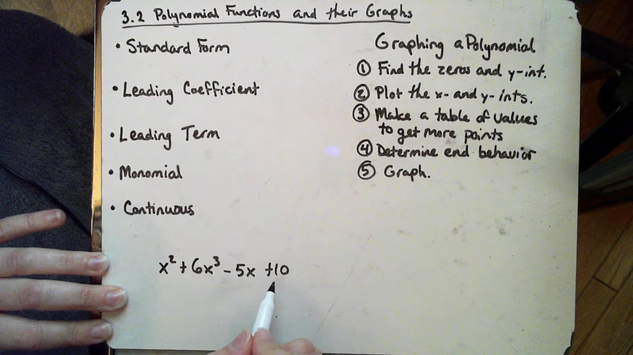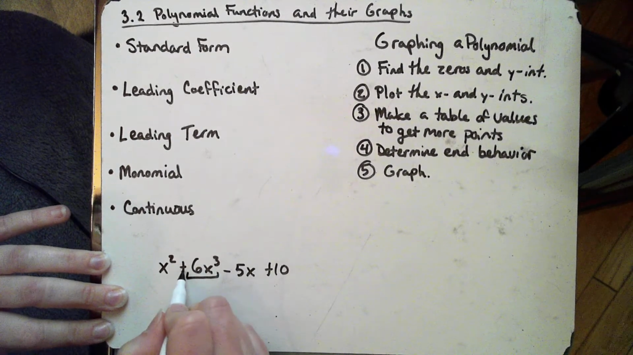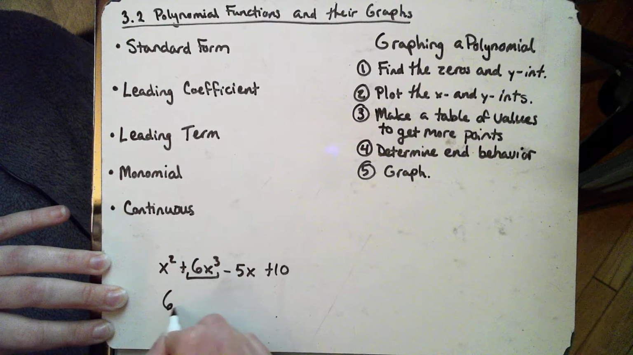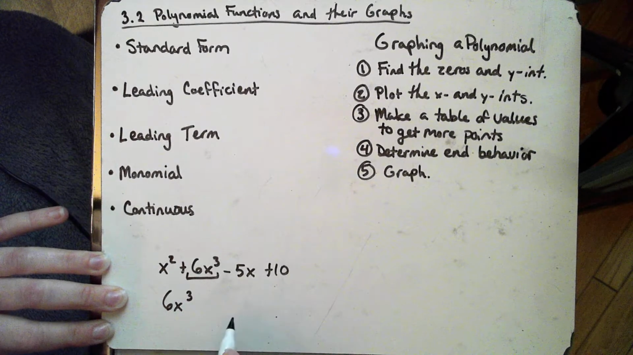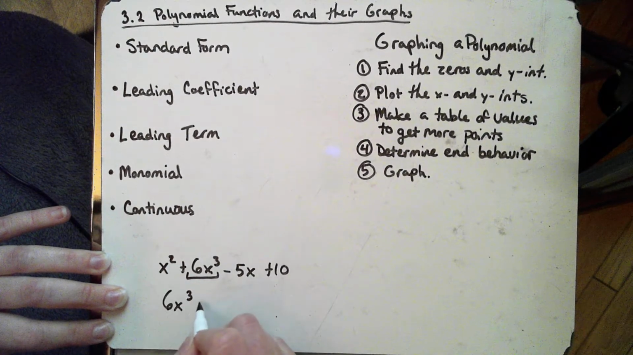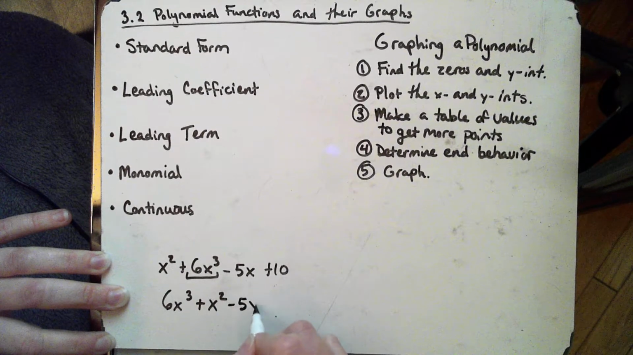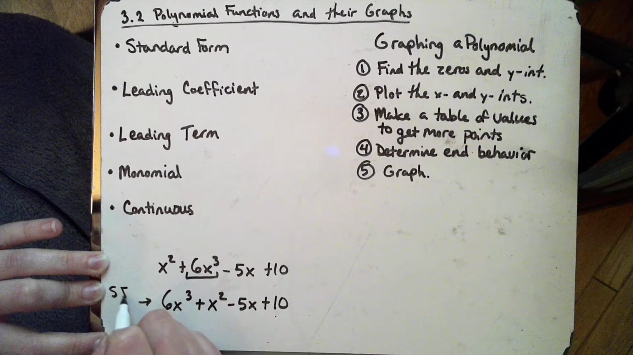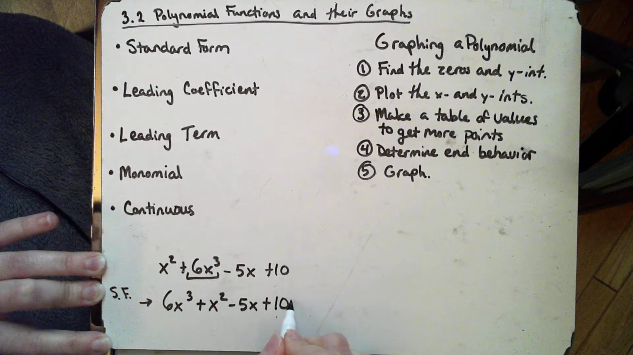So to change this into standard form, this 6x cubed needs to come first, and it's going to keep the sign that's directly in front. Because this is a plus sign, I know it's positive. If it had been a minus sign, I would put a negative sign right here. Then this x squared would be next. Now it's positive, so I'm going to do plus. Then the minus 5x, and then the plus 10. So this is in standard form, because it goes greatest to least.